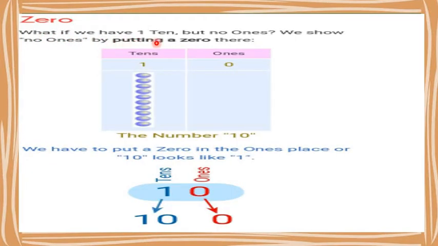What if we have 1 ten but no ones? We show no ones by putting a 0 there. Look, at the tens place we have 1 and at the ones place we don't have any numbers. So what should we do? We should put a 0 in the place of ones. We have to put a 0 in the ones place, so 1, 0 looks like 10. Look, this is tens. At the tens place there comes 1 and at the ones place there comes 0.